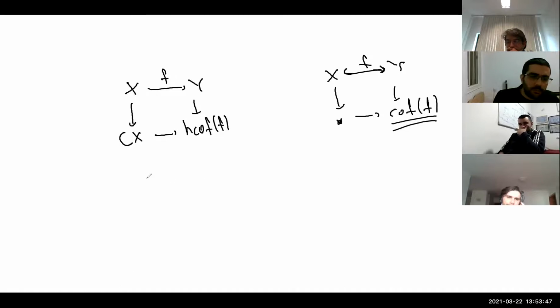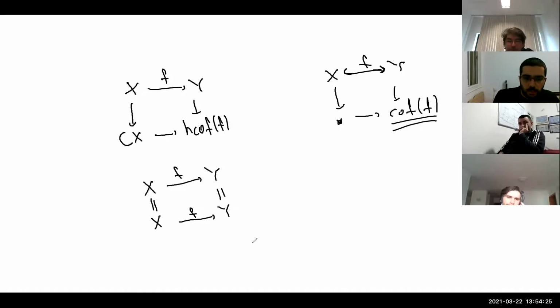Or sometimes, if the domain here is contractible, we can choose it to be the cone, and my homotopy cofiber will be Y. The pushout of this is Y itself. Okay, so this is the pushout of this. So I will use just these three models of the homotopy cofiber.